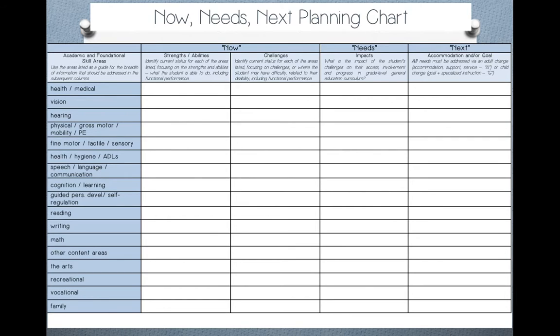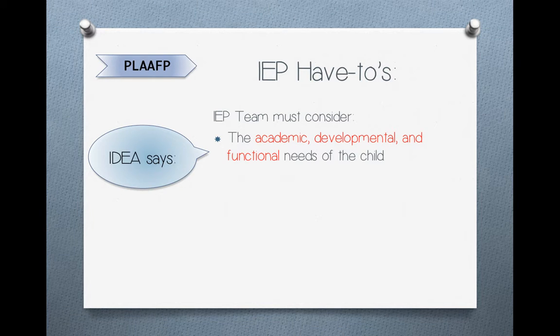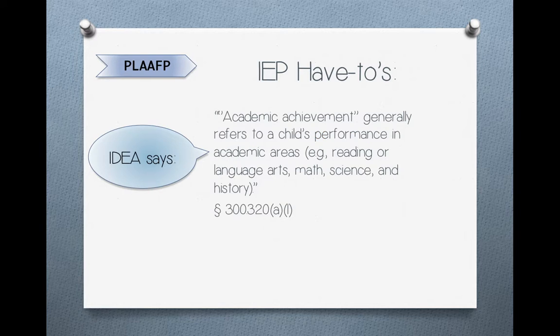And how do we know that? Well, let's look and see. The law really tells us so. So here's one slide. The IEP team must consider the academic, developmental, and functional needs of the child. And it also references academic achievement, referring to the child's performance in academic areas, which include reading and language arts and math and science and history, etc.